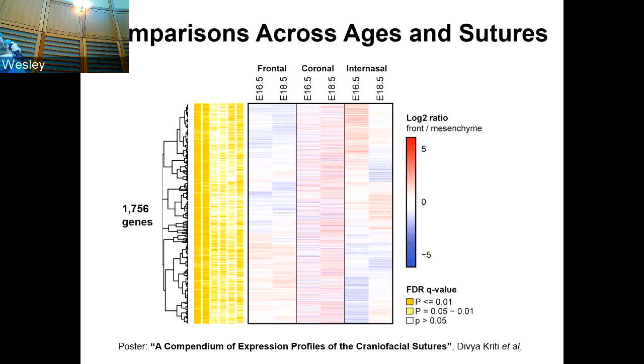And these yellow tracks down here correlate one to six to the one to six heat map columns. And they give you the p value for its significant expression. So basically, what this is telling you is that for any given gene, its expression or its differential expression can vary both between ages and across different sutures.